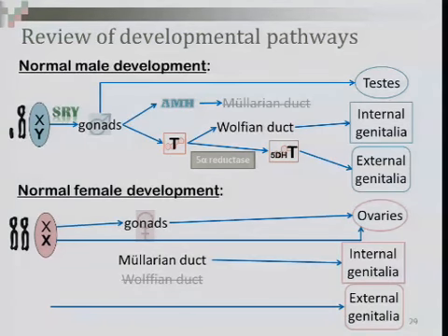Those gonads secrete testosterone and anti-Mullerian hormone. The anti-Mullerian hormone causes regression of the female Mullerian duct. Testosterone causes development of the Wolffian duct. 5-alpha reductase externally causes synthesis of 5-dihydrotestosterone to give internal and external genitalia.